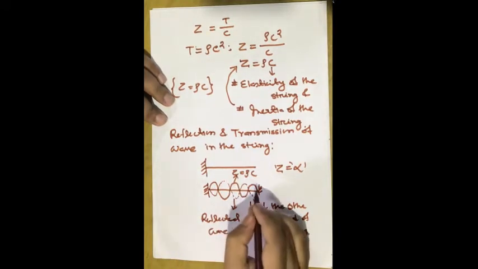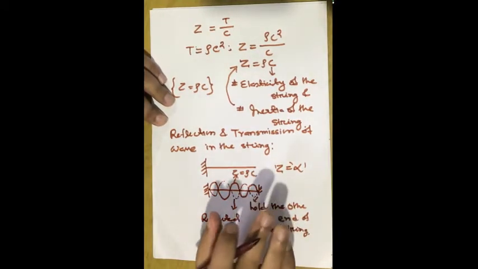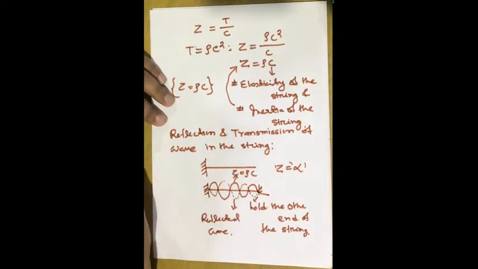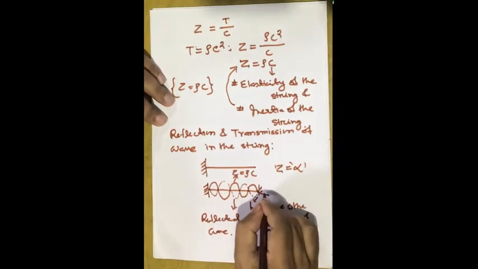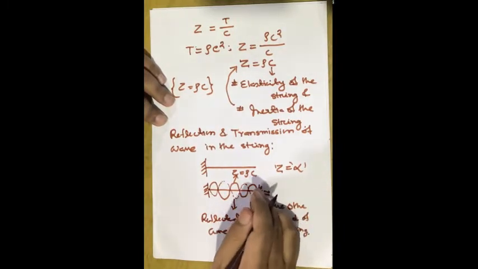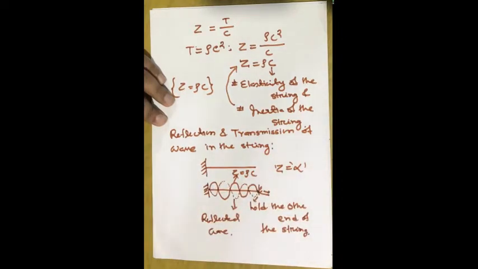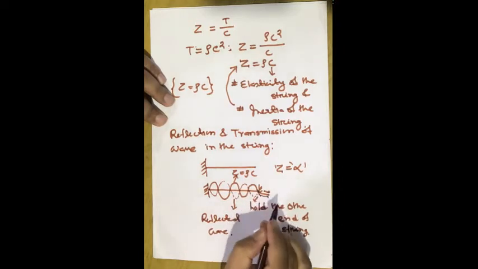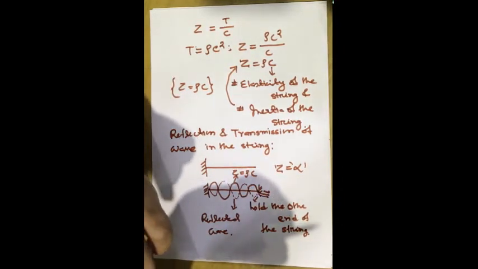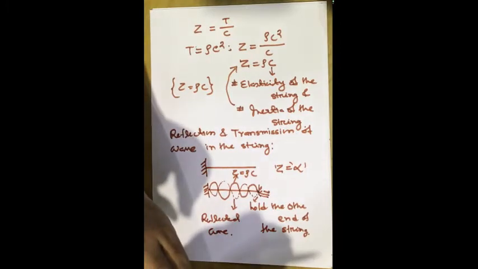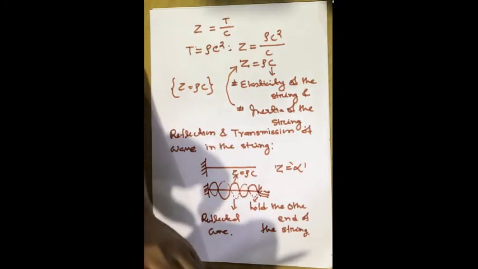And what if you hold the string not that tightly, so that one part of the string is still free? In that case, some part of the wave will transmit through this part. One part will be reflected and another part will be transmitted through this loose end of the string. Suppose when you hold the other end of the string, one part of the string just gets free.